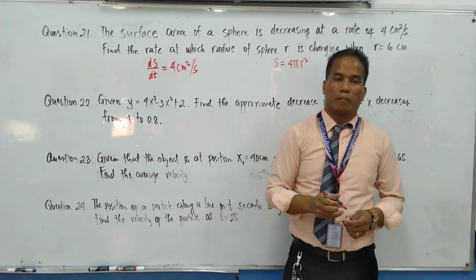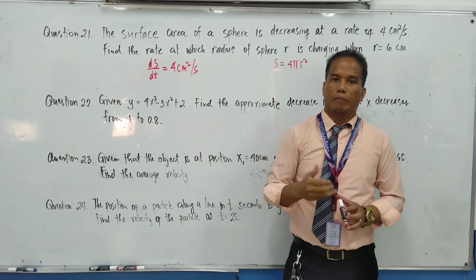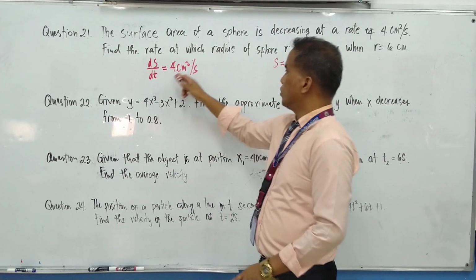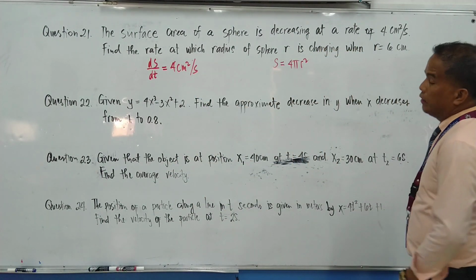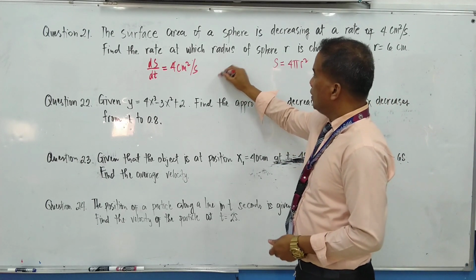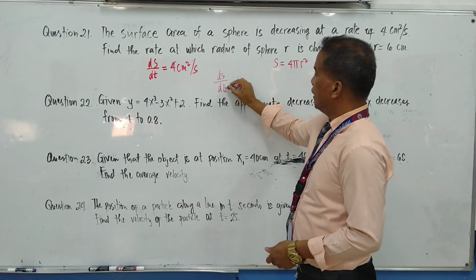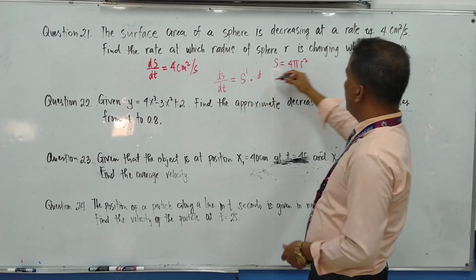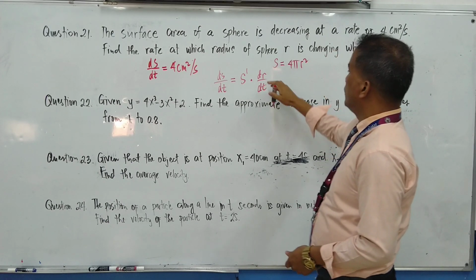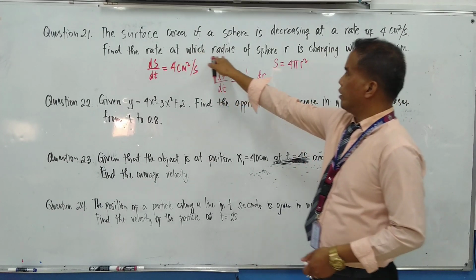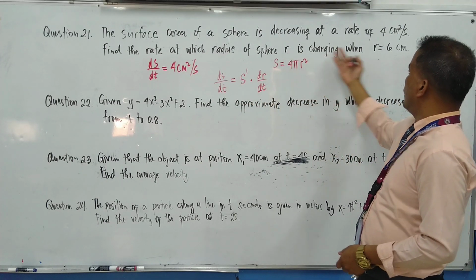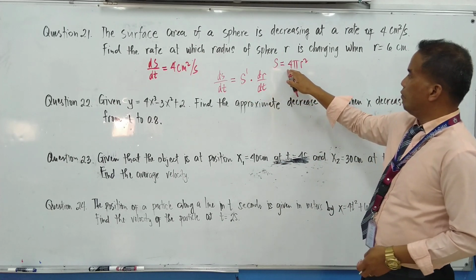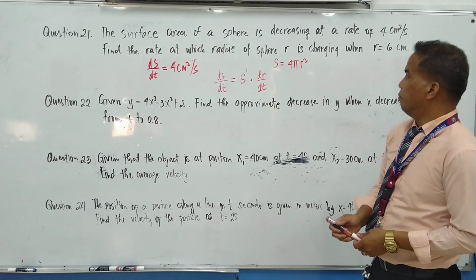So when we say dS over dt, we are referring to the change of the surface area over the change of time. Okay? So it equals 4 cm squared per second. And then, using this formula, dS over dt equals S prime times dr over dt. Because we are going to find the rate at which the radius r of the sphere is changing when r equals 6 cm. Okay, S prime is the derivative of this formula, which is 4 pi r squared.